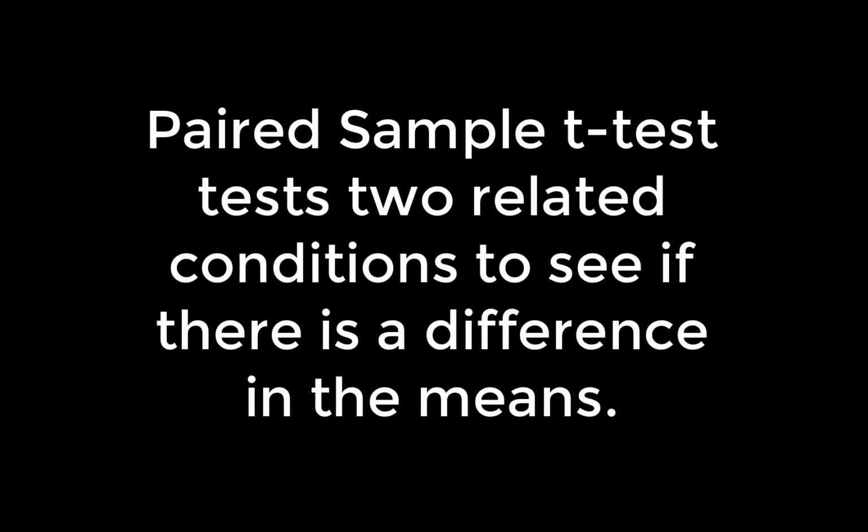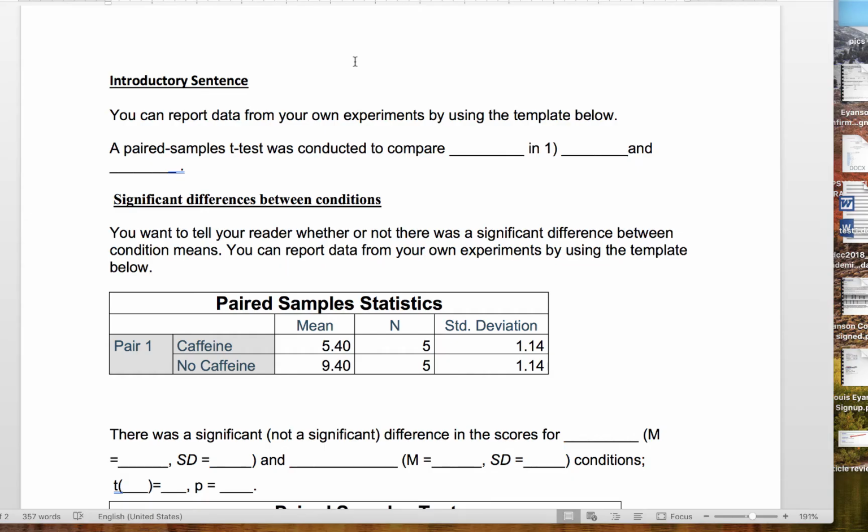Index is on another one. But remember, you're running two basically related conditions, two different mile times, two different test scores. In this case, we're looking at caffeine and no caffeine. And this is the example that is in the first video.